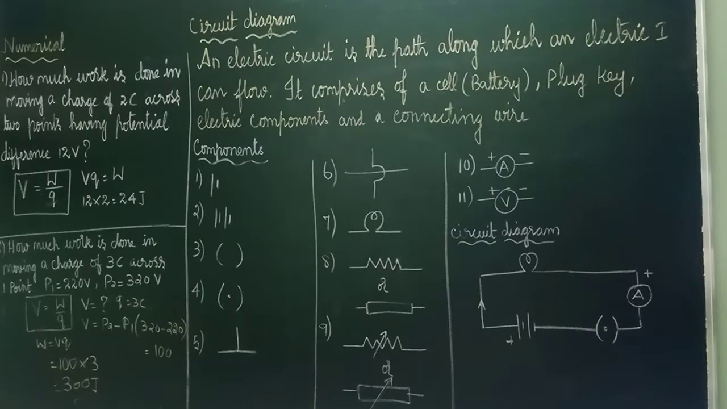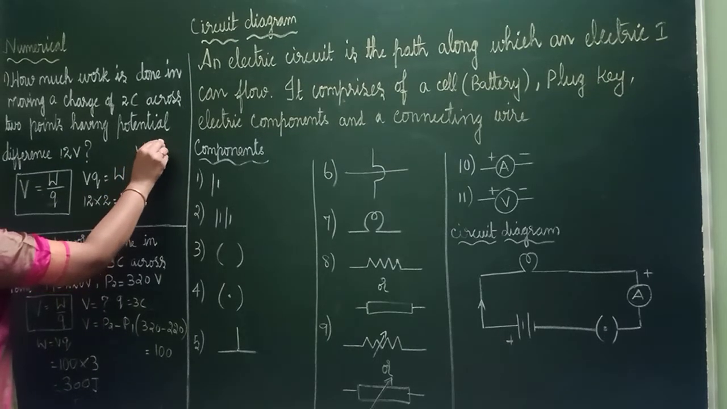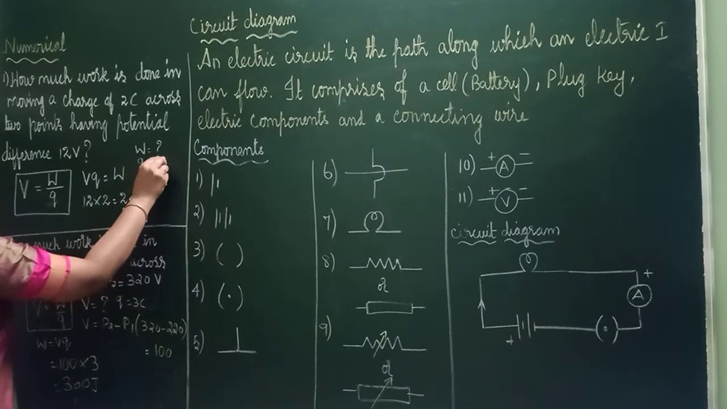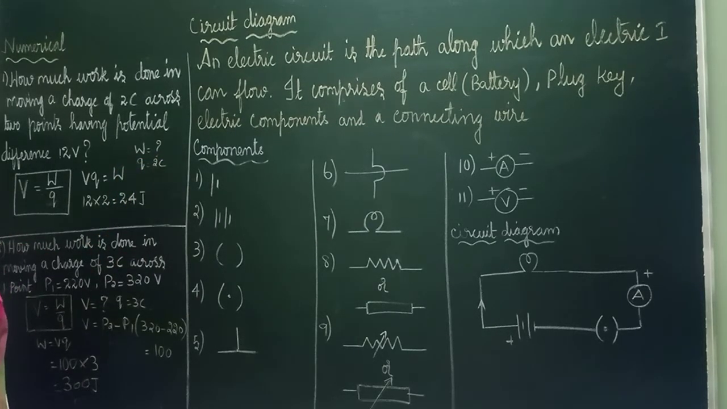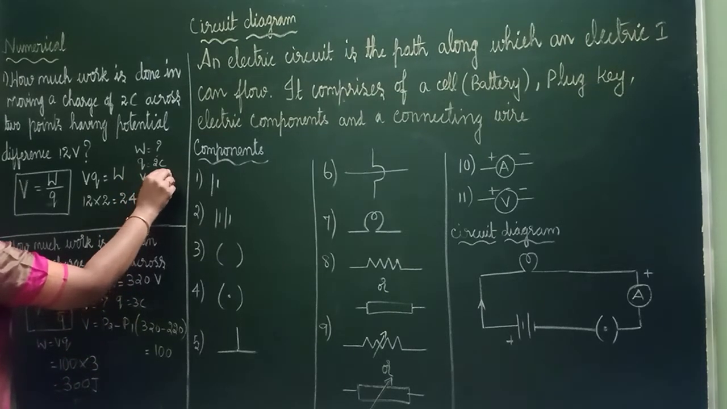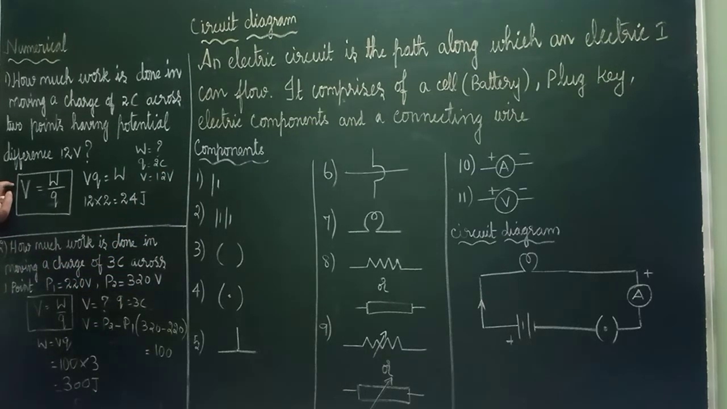See, we will see a numerical based on this. How much work is done in moving a charge of 2 coulomb across 2 points having potential difference 12 volt? They have not given how much work is done, so W you should find out. Charge Q is equal to 2 coulomb, potential difference V is equal to 12 V. We know that the formula is V is equal to W by Q.